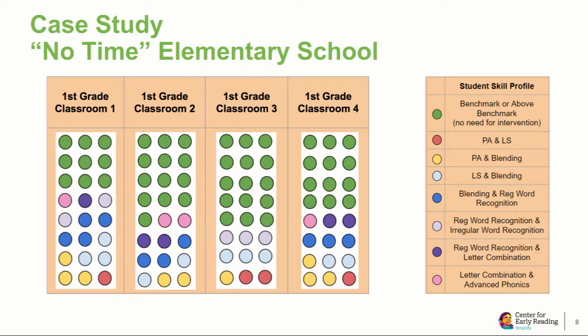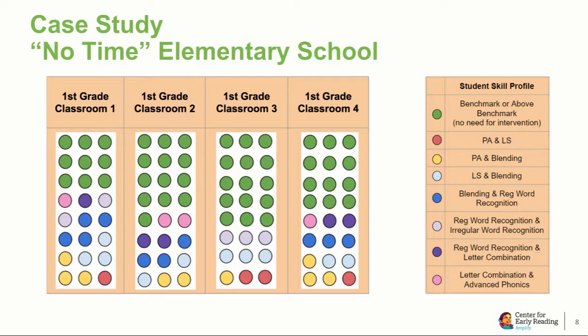Let's take classroom 1. There are 9 students who do not need intervention, and 15 students who are in need of intervention. No Time Elementary School is a high-need school. Out of these 15 students who need intervention, 1 student needs phonological awareness and letter sound. That's the red dot. 3 students need phonological awareness and blending. Those are the 3 yellow dots. 3 students need letter sound and blending. Those are the 3 light blue dots.